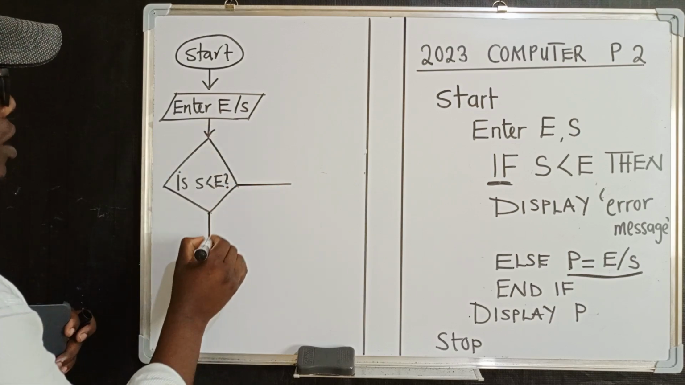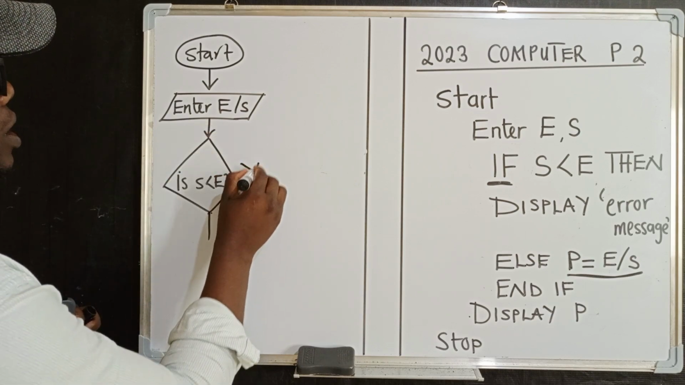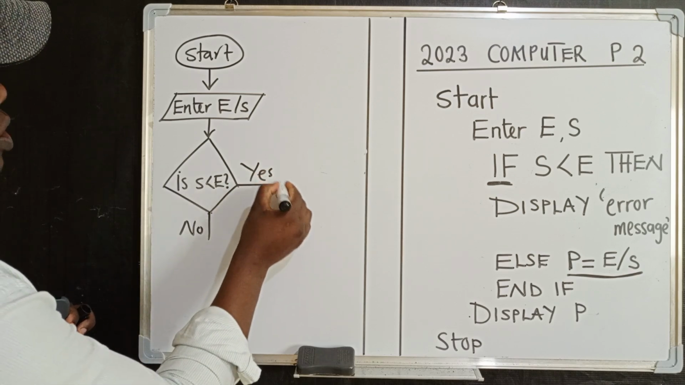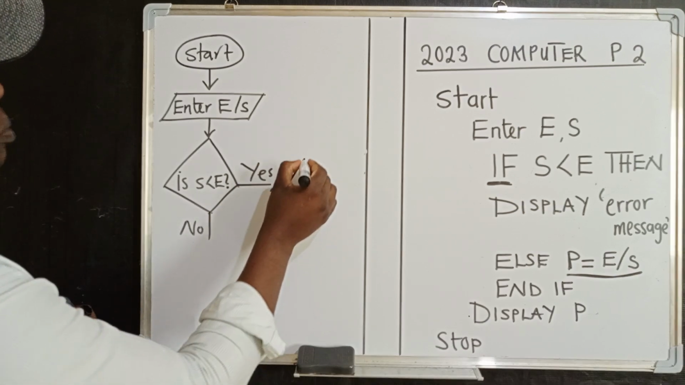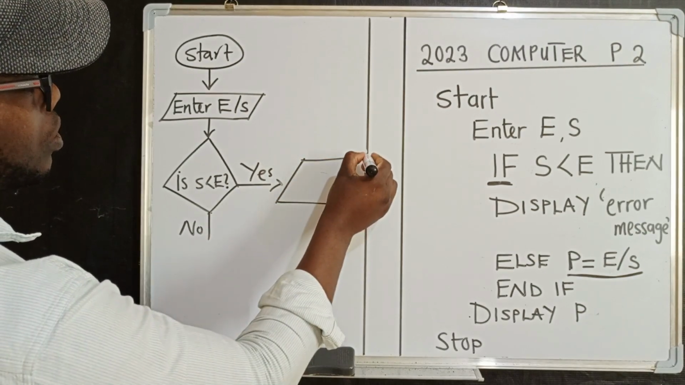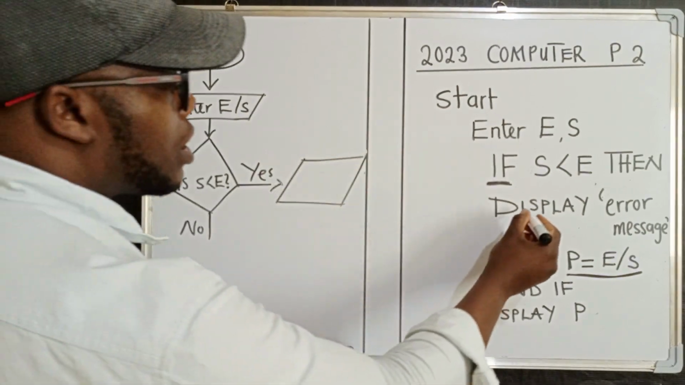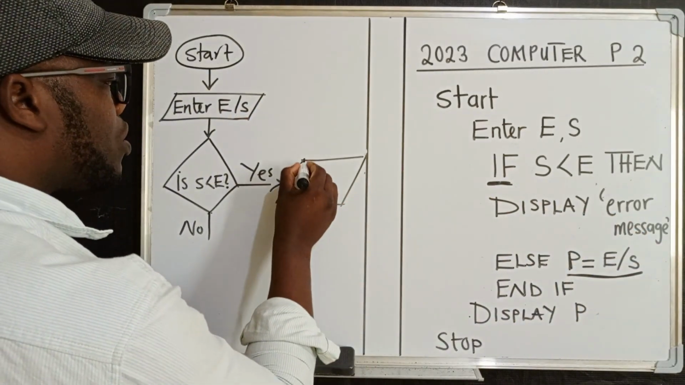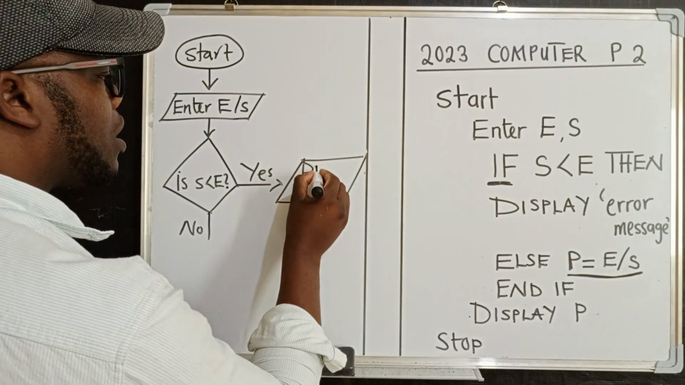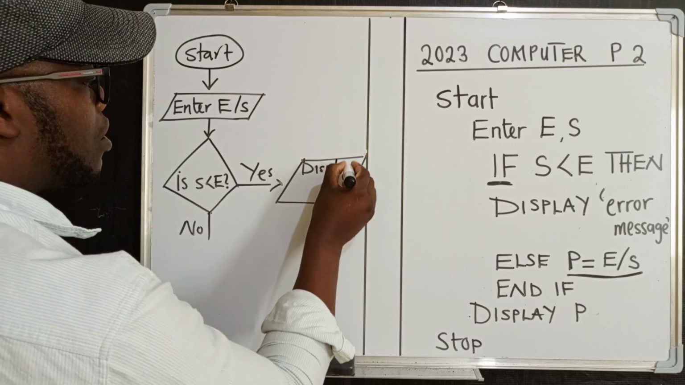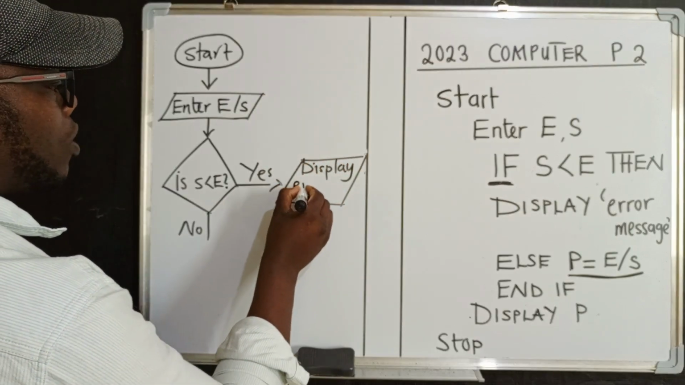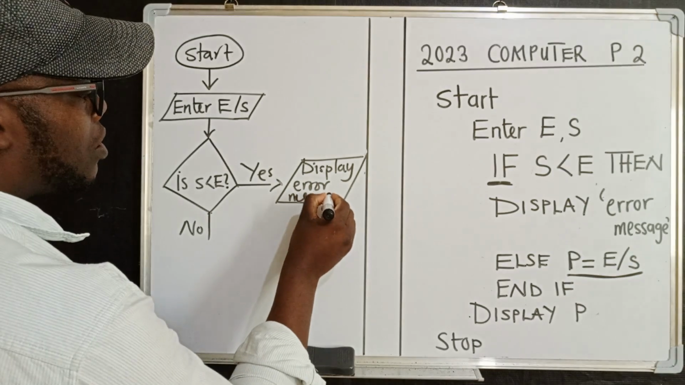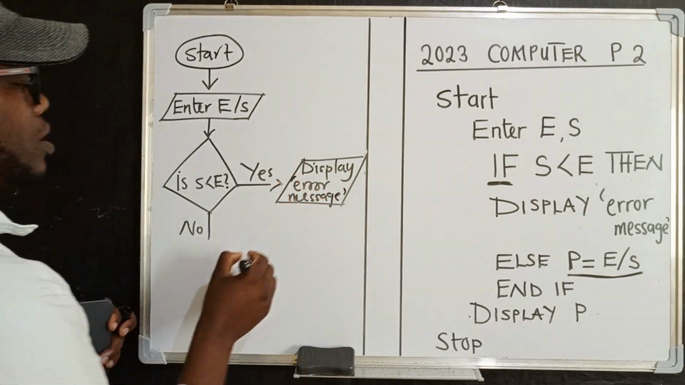So there will be two answers. One answer will be yes. The other one will be a no. So for yes, you put a parallelogram this side, because here it says display error message. So you're going to just copy what is here, display error message. This is how it is.